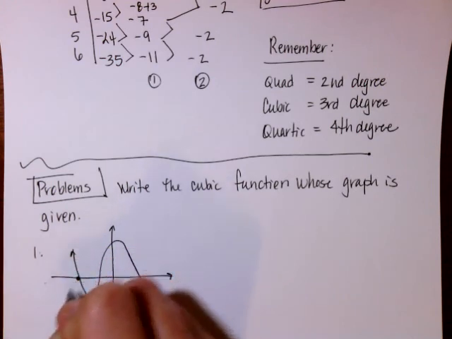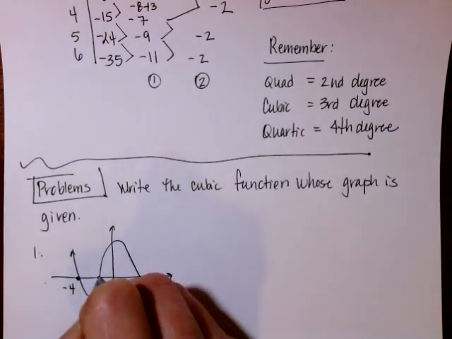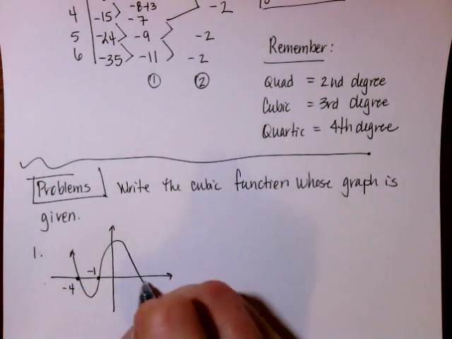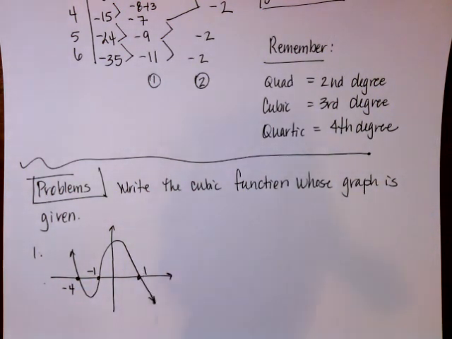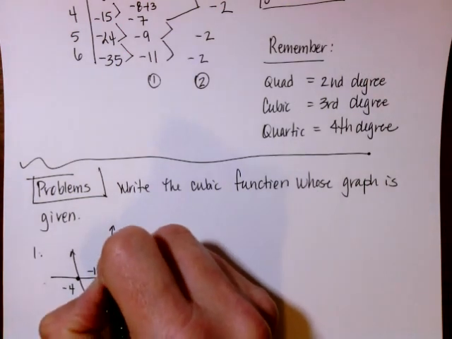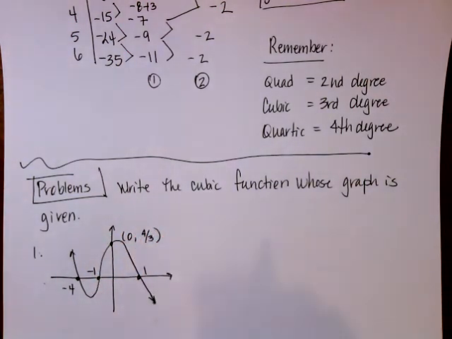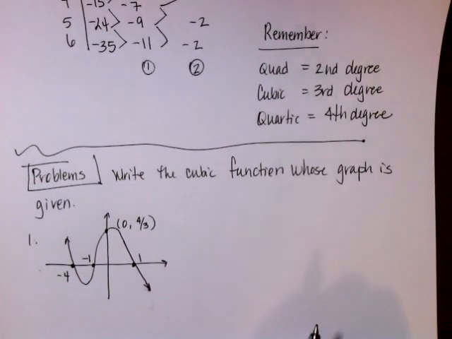I know that that x-intercept is a -4. This x-intercept is a -1. This x-intercept is a +1. And the y-intercept is a 0, 4/3. Okay, so you're going to use that point to help you find A.